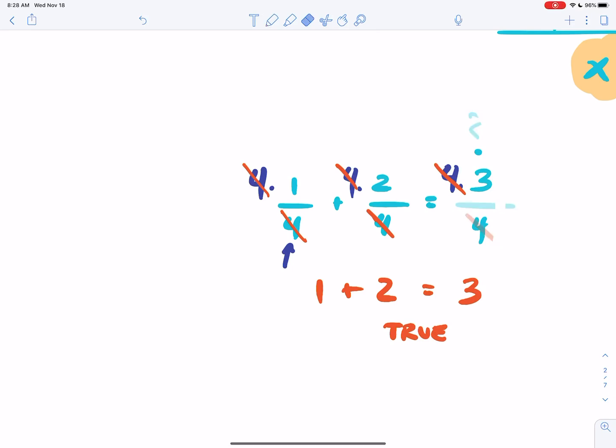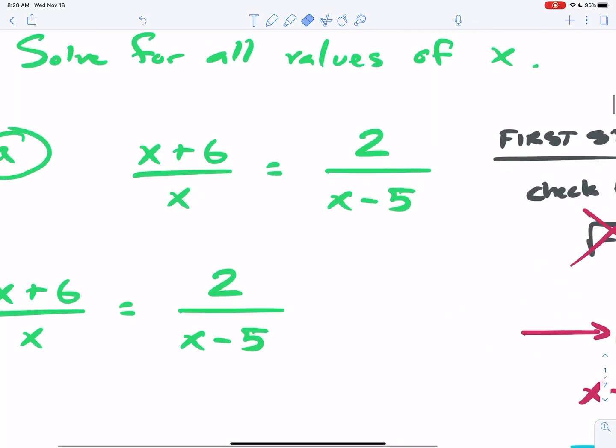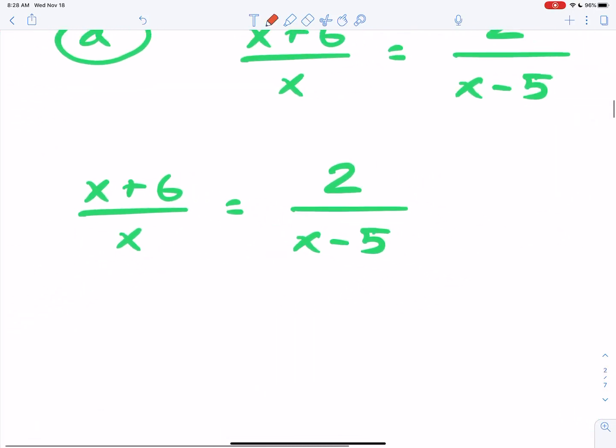That's what we're going to do over here. Okay? So we're going to try to get rid of our denominators here. So here's what we do. I see an x right here. So to get rid of it, I need to multiply by an x over here. But what I do to one side, I need to do to the other side.